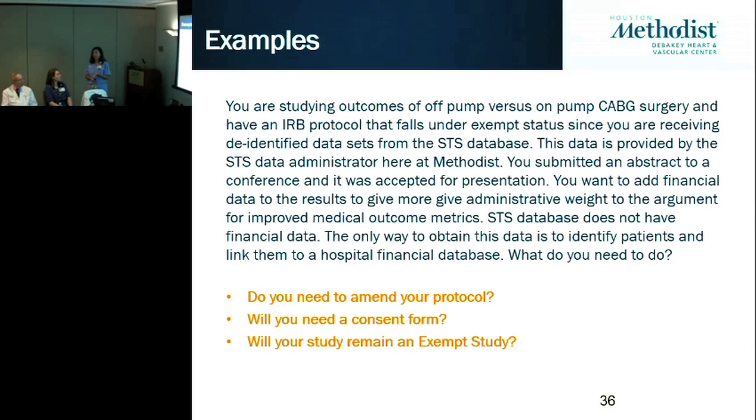Yes. Yes, right? Will you need a consent form? Yes. Not necessarily, right? What can you apply for? That waiver, the waiver of authorization, yes. But you need to explain why you need it. Why can't you go back and collect all the information from those patients in the STS database? And will your study remain an exempt study?